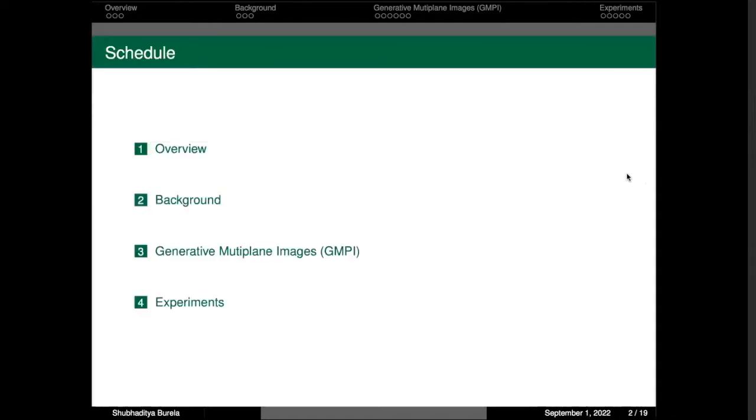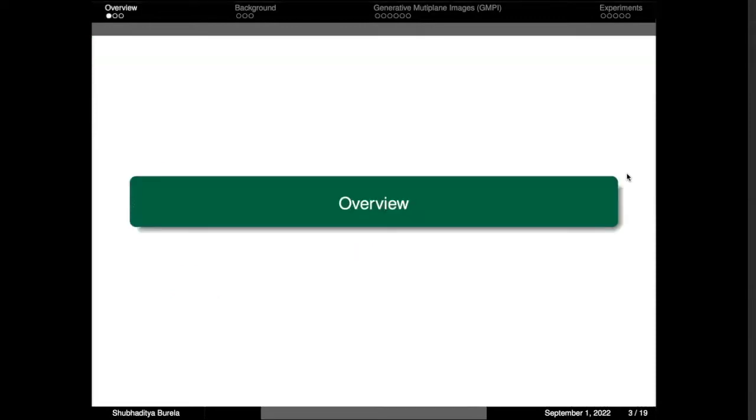So the schedule is like this. First of all, I'll be explaining a brief overview of what the topic is. Then the background based on which the authors have written this paper. Then an important concept which authors have mentioned here, which is the generative multiplane images. And finally, I'll end with the experiments. So first, the overview.